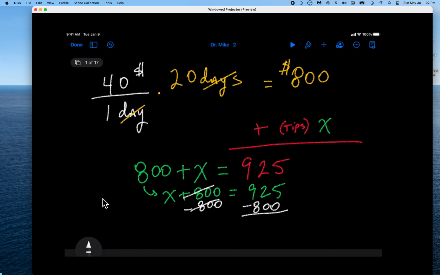We have to do it on the opposite side to maintain that equal sign, and our final answer is going to be x equals $125. So that's how much she earned in tips. This 125 would go right there in place of x, and when you add 800 and 125, you get the total of 925.